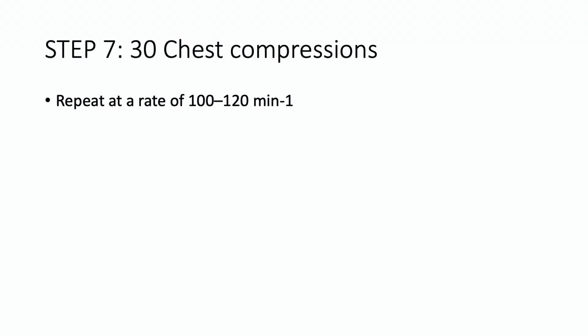Step 7. 30 chest compressions. You should perform the 30 chest compressions at a rate of 100-120 beats per minute. This is the most important step of adult basic life support.